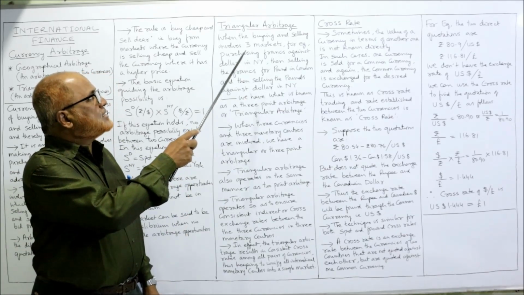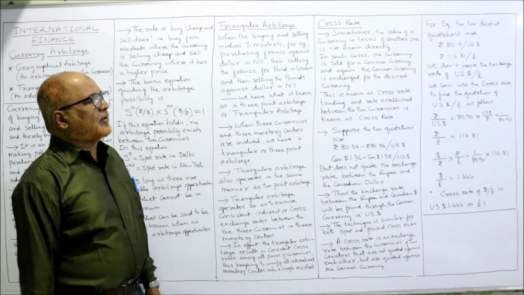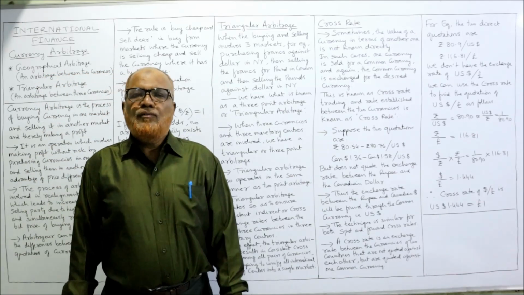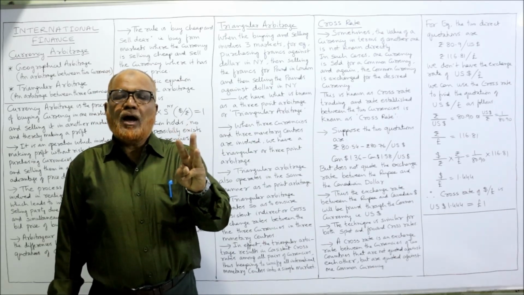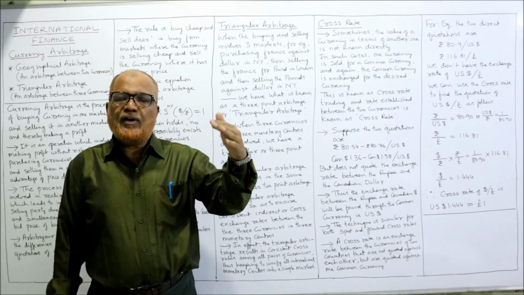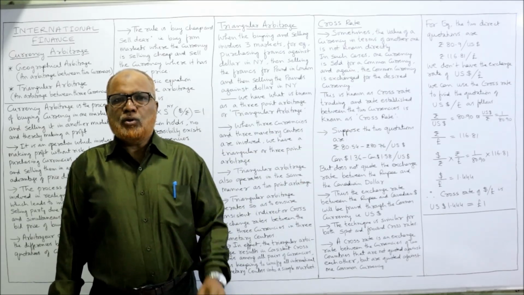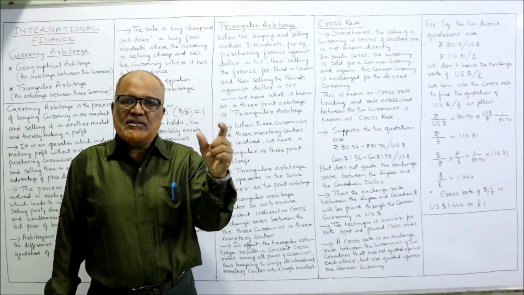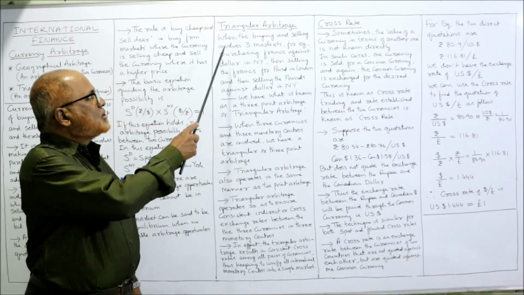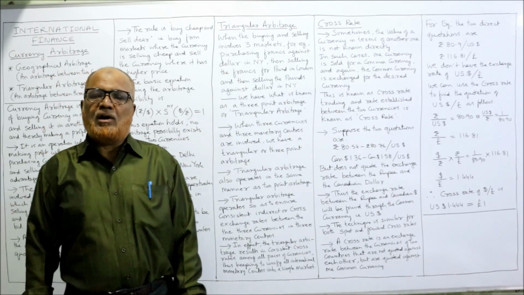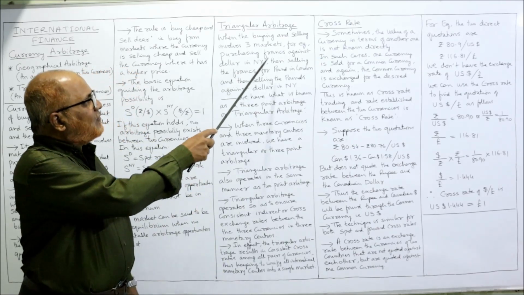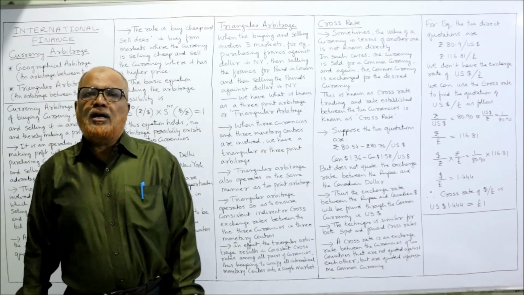When the buying and selling involves three markets, that means instead of two currencies, now we have three currencies and three different markets. So three quotations in three different markets. For example, the example I have given: purchasing francs against dollar in New York.